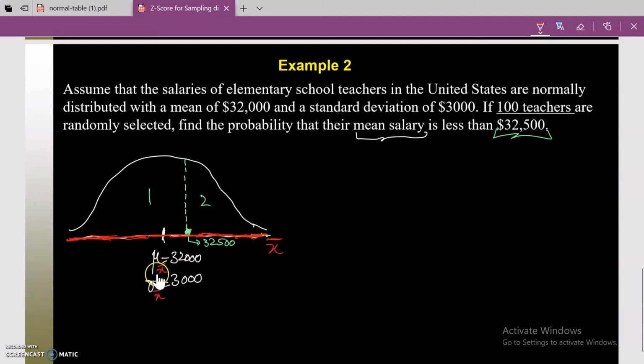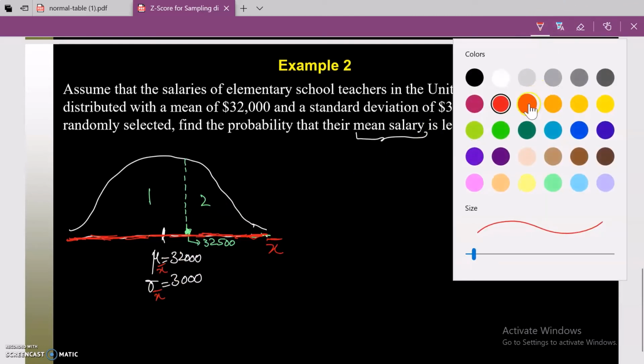I never wrote these two things intentionally, just to draw your attention so that you realize this. Now, this is the sampling distribution. So this value will be the mean of the sample mean, and this will be the standard deviation of the sampling distribution, right? So this is very, very important that we understand this particular thing.